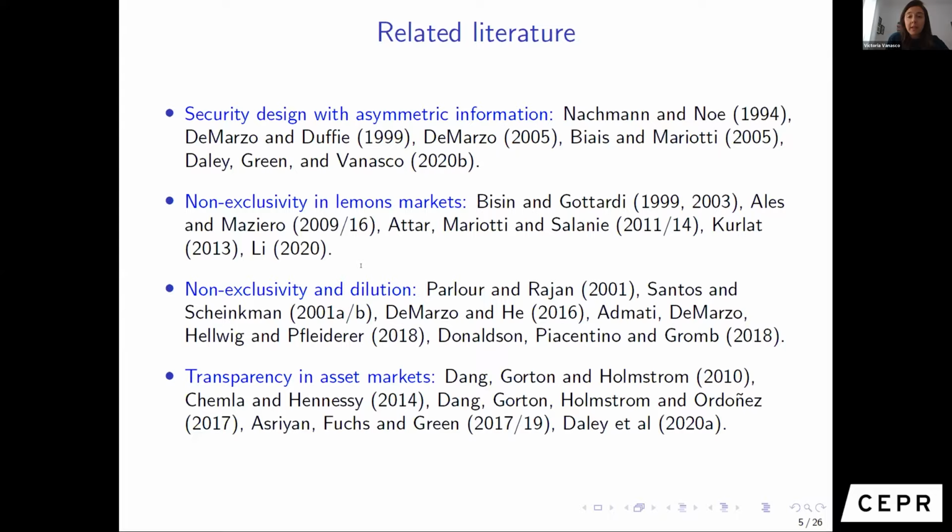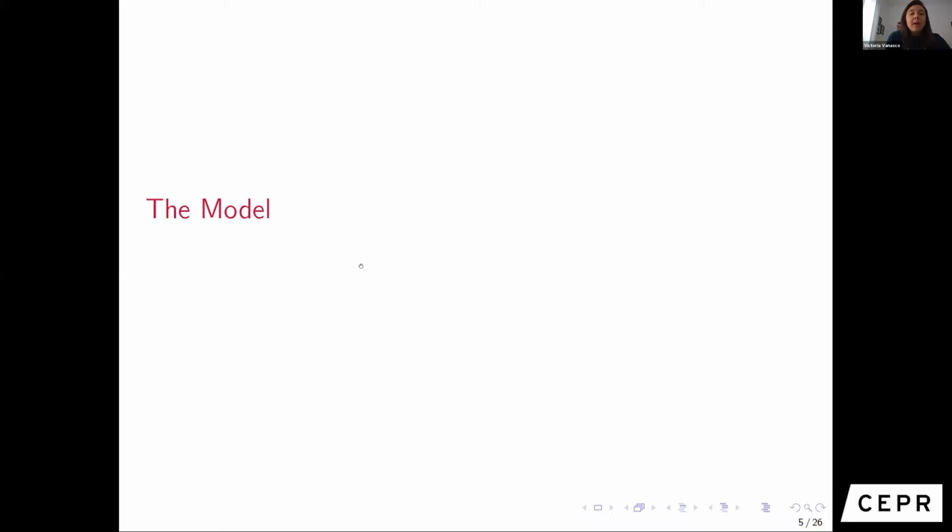I don't know if we said this before, but it's okay if you have clarifying questions because I'll start now with the model. If something is not clear, please stop me.